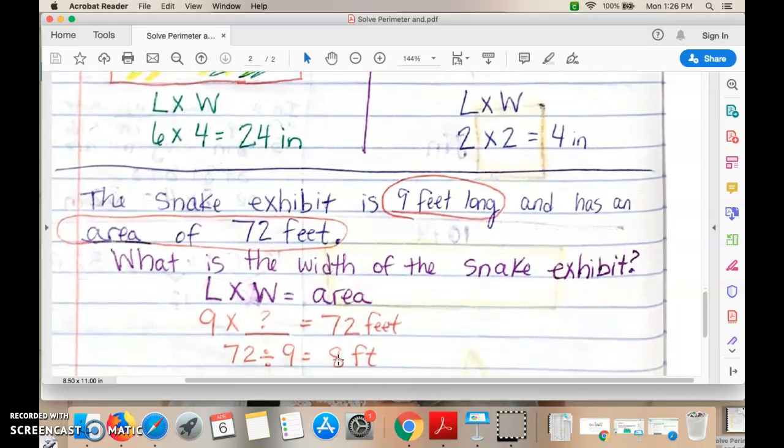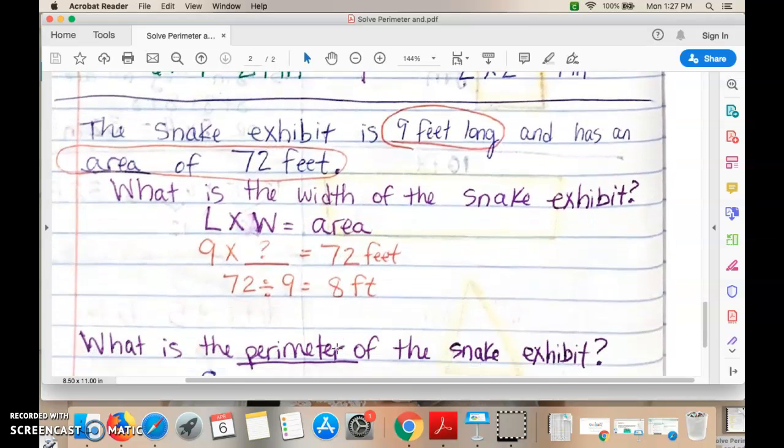Now I can divide. I know that 72 divided by 9 is going to equal 8 feet. So my width would be 8 feet. Now I know that the length of the snake exhibit is 9 feet, the width is 8 feet, and it has an area of 72 feet because I multiplied 9 and 8 together.